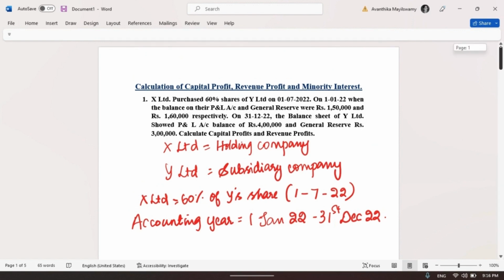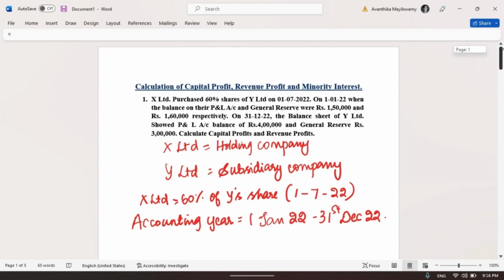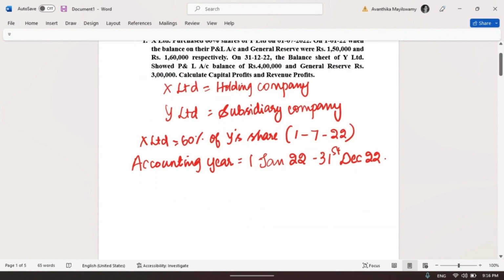So these two items obviously show to be the pre-acquisition profit because it has taken place before the acquisition. So 1/1/2022 is before the acquisition on 1/7/2022. Along with that, they have also provided the details regarding the balance of P&L account as well as general reserve at the end of the year.